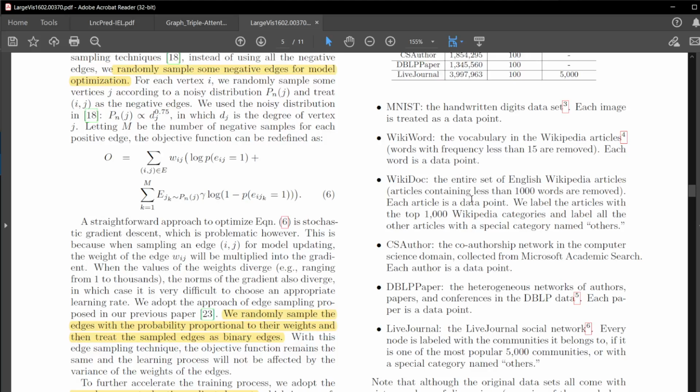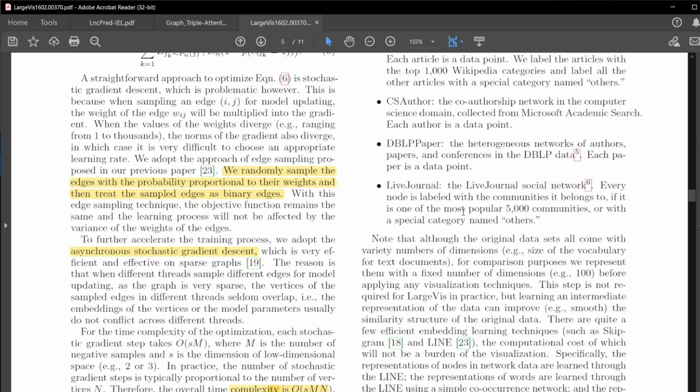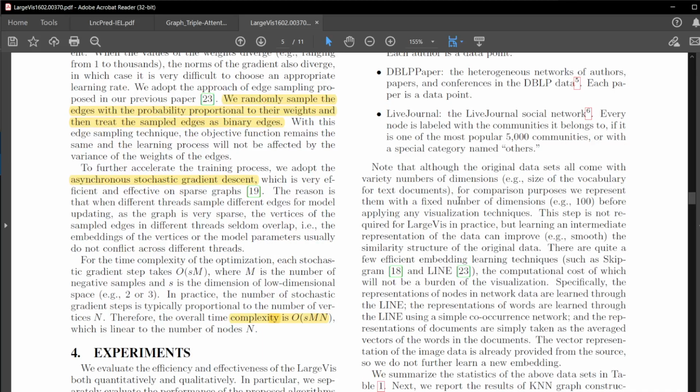Note that although the original data sets all come with various numbers of dimensions, for example, the size of the vocabulary for text documents, for comparison purposes we represent them with a fixed number of dimensions, for example, 100, before applying any visualization techniques. This step is not required for LargeVis in practice, but learning an intermediate representation of the data can improve, for example smooth, the similarity structure of the original data. There are quite a few efficient embedding learning techniques, such as skipgram and LINE, the computational cost of which will not be a burden on the visualization.